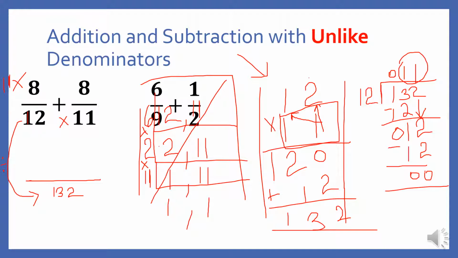11 times 8, sorry, is 88. Plus, what do I do next? The same thing. I divide and then I multiply the answer that I get to my numerator. 11 can go into 132 12 times. Okay, 12 times 8 is going to give us 96.